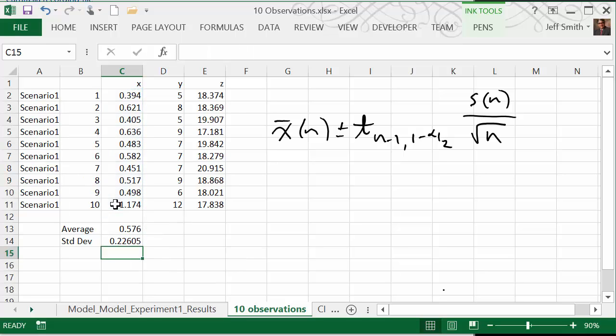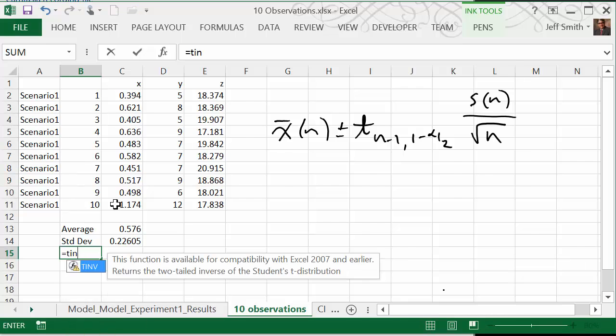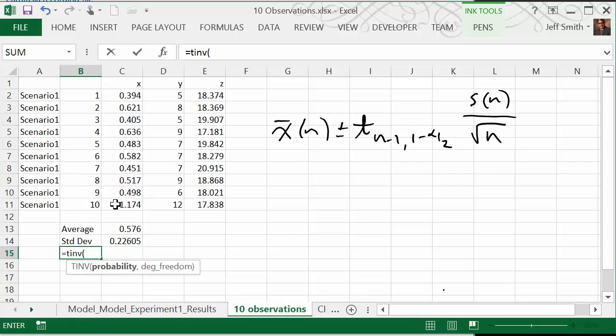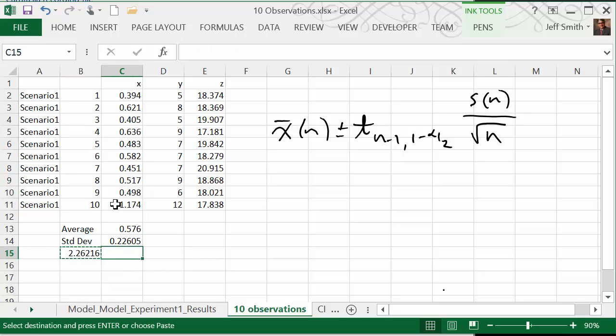We can get the t statistic, T.INV, and it asks for the probability. And when you use Excel, note that instead of using alpha over 2, we simply use alpha. So our 1 minus alpha over 2 means it's the upper percentage point, but Excel already corrects for that for doing this two-tailed test, so we're going to use 0.05. And our number of degrees of freedom is 9, n minus 1. Let me move that over. Put it right here. This is our t statistic.